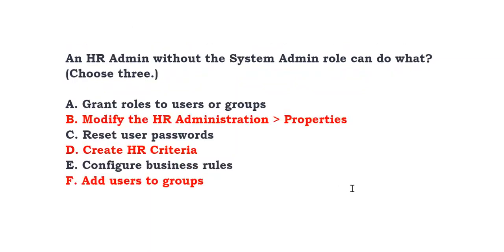Next one, an HR admin without the system admin role can do what? Option A, grant roles to users or groups. Option B, modify the HR administration properties. Option C, reset user password. Option D, create HR criteria. Option E, configure business rules. Option F, add users to groups. Option B, D and F are the correct answers.